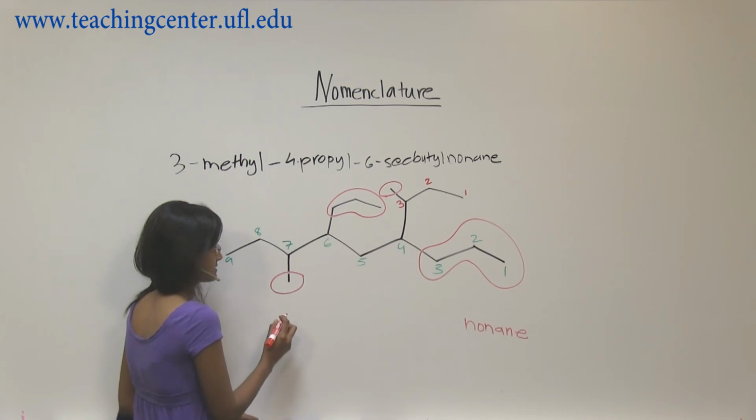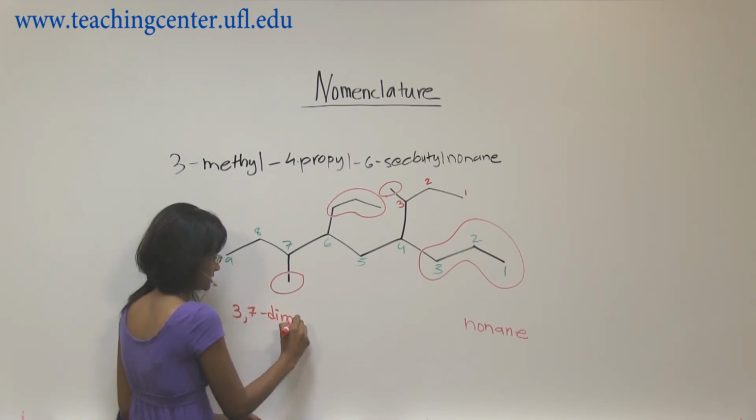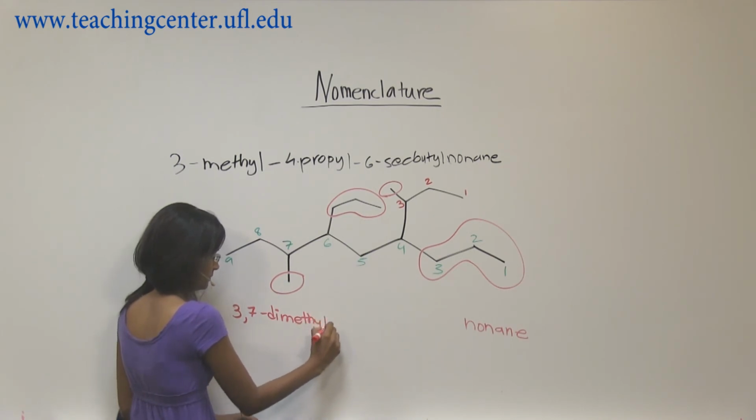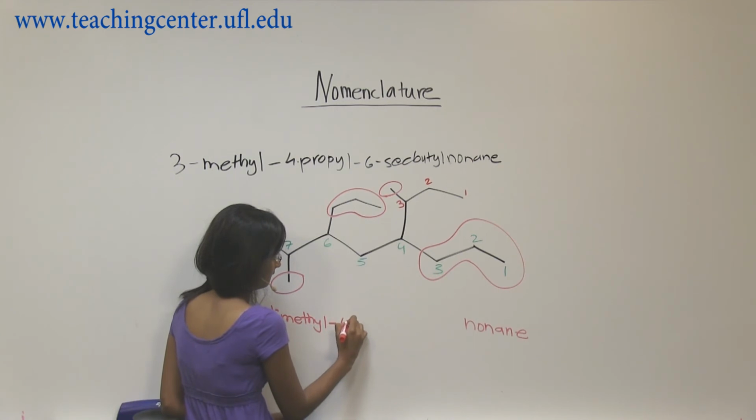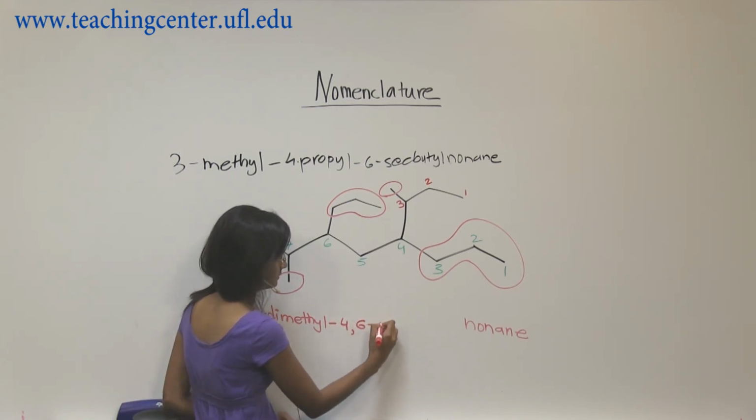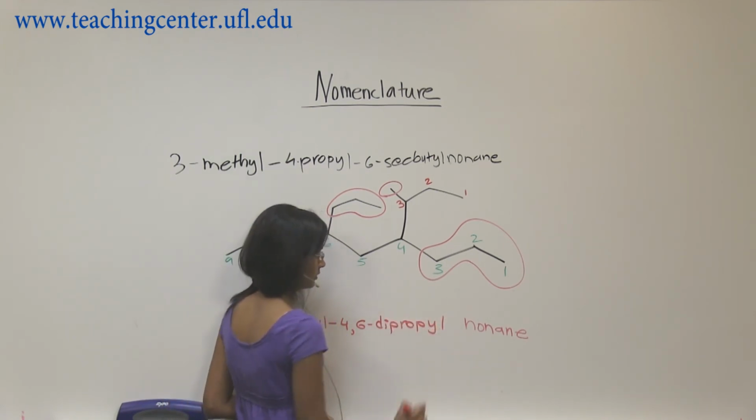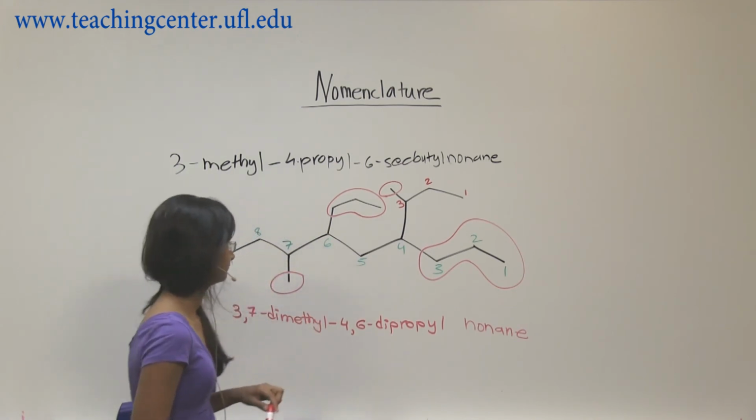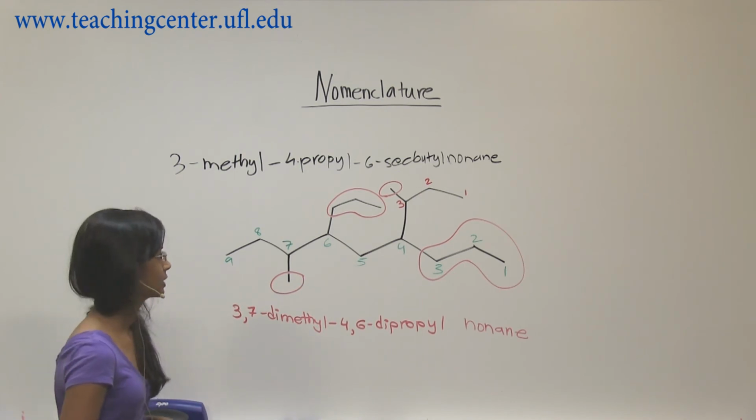Alright, let's do this. 3,7-dimethyl, 4,6-dipropyl nonane. Okay, that will satisfy our requirements.